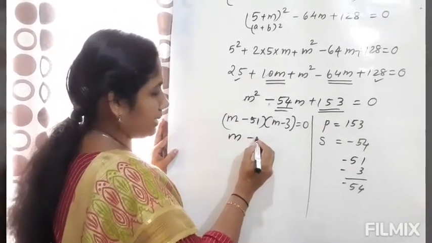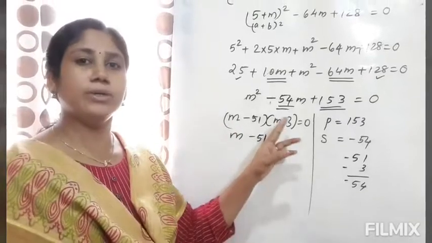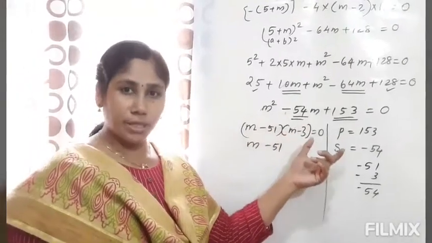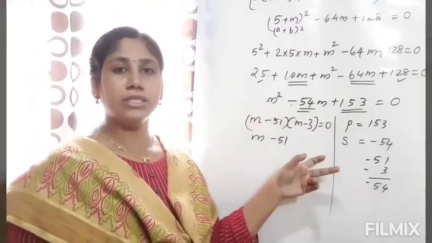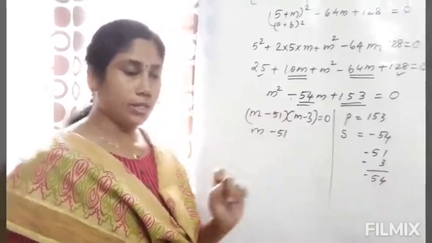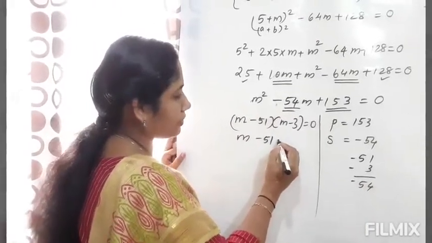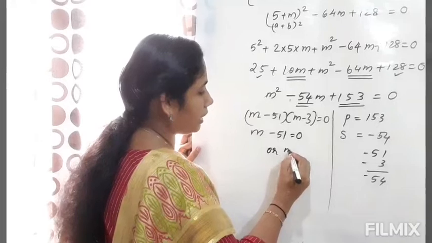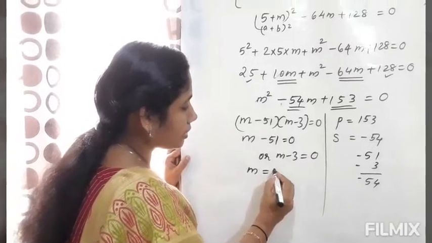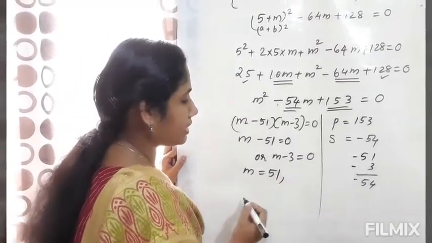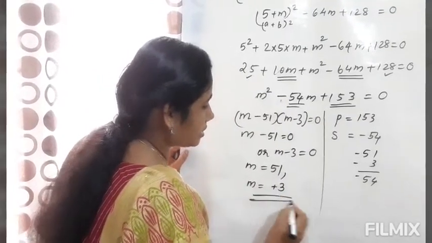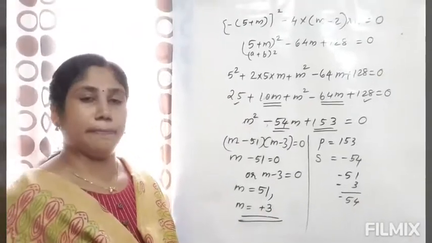So m minus 51, m minus 3, we can apply the zero product rule here. What is zero product rule? Do you remember that? Product of two numbers equal to 0, one of the numbers will be 0. That means m minus 51 may be 0 or m minus 3 is 0. Here I can take m minus 51 equal to 0 or m minus 3 equal to 0. If m minus 51 is 0, what is the value of m? Yes, 51. And if m minus 3 equal to 0, what is m? 3. These are the values possible for m.